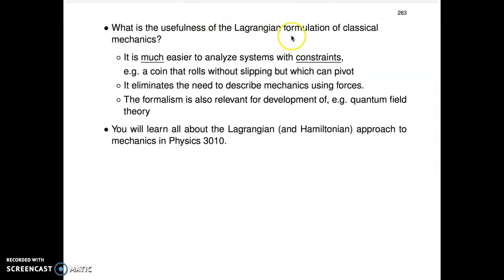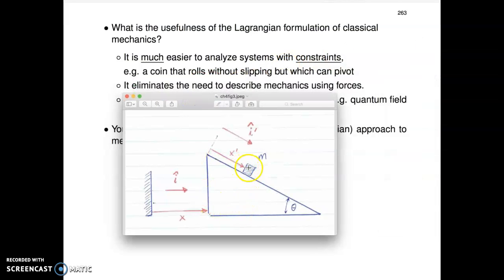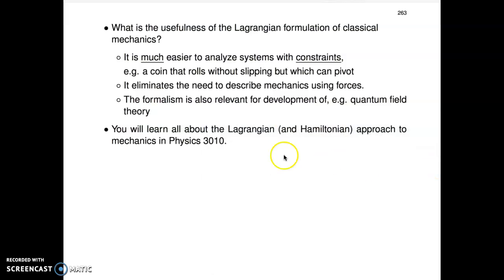Okay, last thing to say. What's the usefulness of the Lagrangian formulation of classical mechanics? Well, for the problem that we just did, like I just said, it's often easier to analyze problems where we have systems with constraints. A constraint is one like here where little m is constrained to lie or move along the surface. Big M is constrained to move horizontally, so those are both constraints. Okay. It eliminates the need to describe mechanics using forces. You'll notice we didn't say anything about forces when we analyzed this problem.